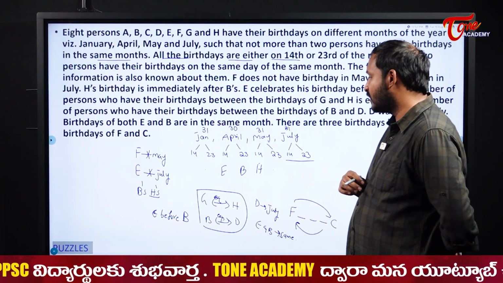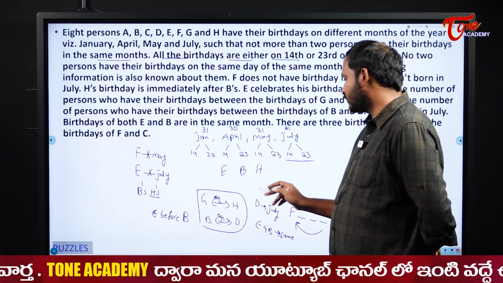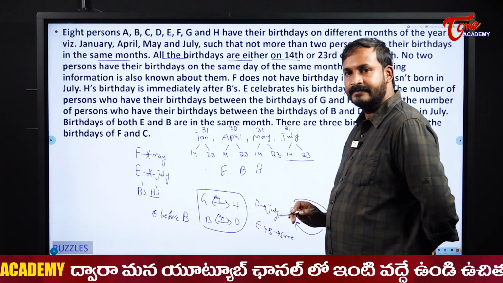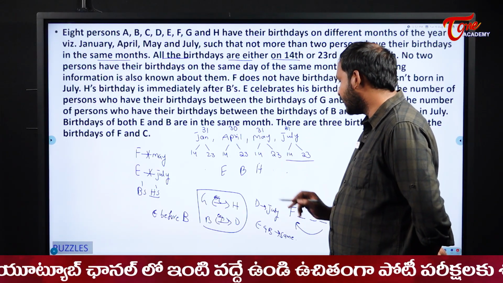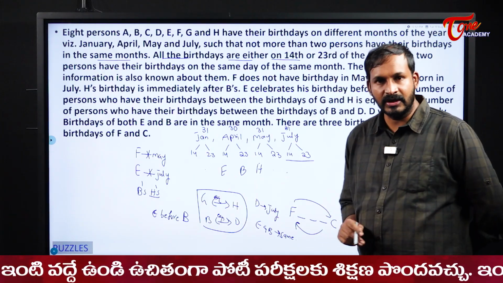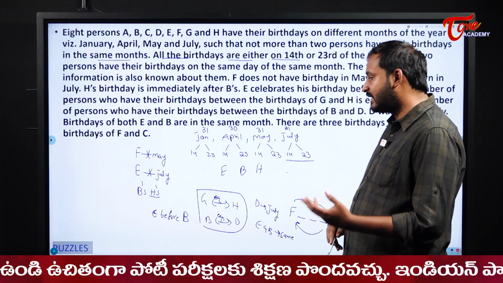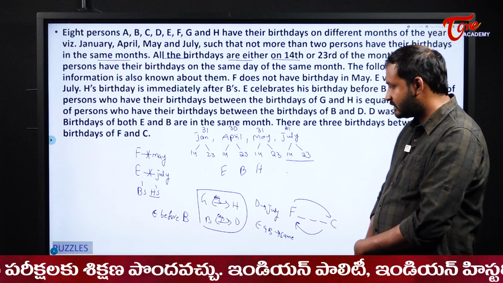Between F and C I should have 3 people. Now see here, students, if I take F here, assuming F is not in the month of May, I cannot place C, right? Why? Because between F and C I should have exactly 3 persons. So this assumption is also going wrong for me here, students. Why?